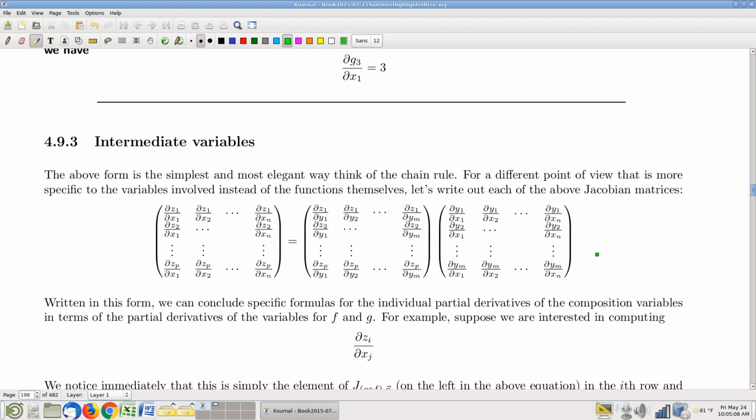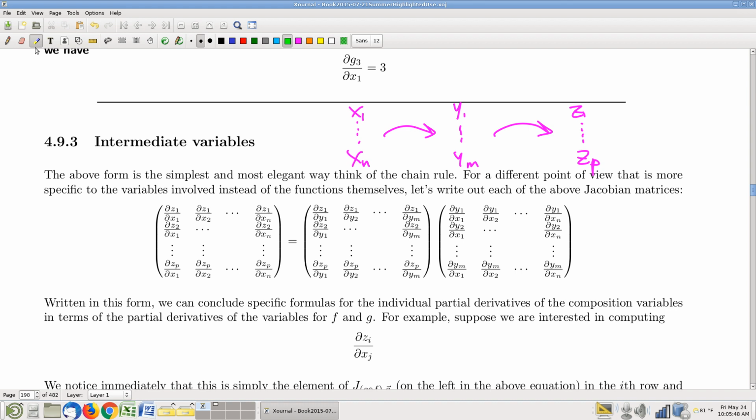So the premise here is that we are viewing a composition of functions like this, where first we have a bunch of variables x1 through xn, and then they go into some function and out come y1 through ym, and then to the next function and out come z1 through zp. Right, and so here's how these Jacobians fit together.